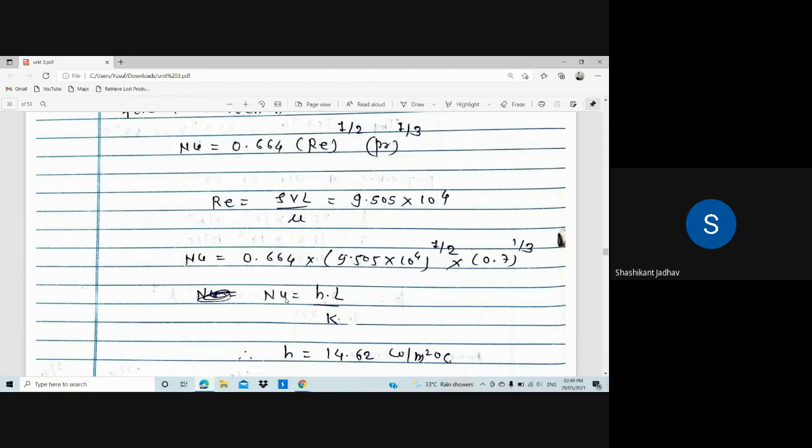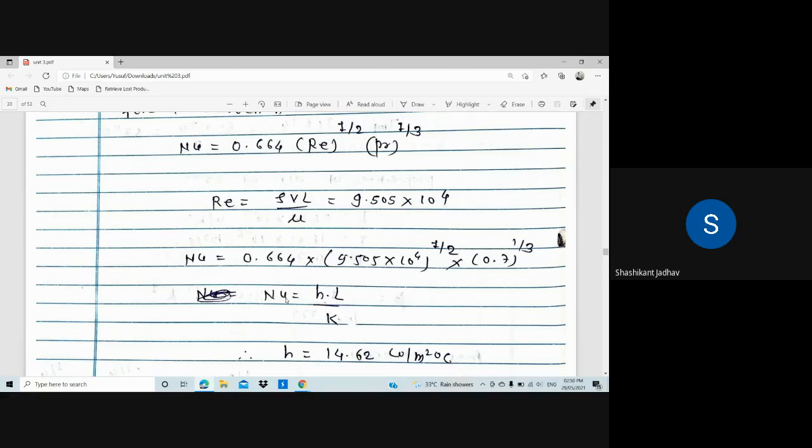Okay, from that property table, I have not written the value of density. So we have to take the value from the property chart. Rho into velocity is given, that is 5 meter per second. Length is given 0.35 divided by mu. So we have to take the value of rho and mu. Mu by rho is nothing but kinematic viscosity, and kinematic viscosity is given. So what is the other equation for Reynolds number? V into L divided by nu. From that equation, we calculate the value of Reynolds number, and that value becomes 9.505 into 10 raised to 4.